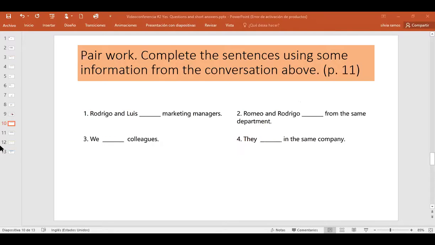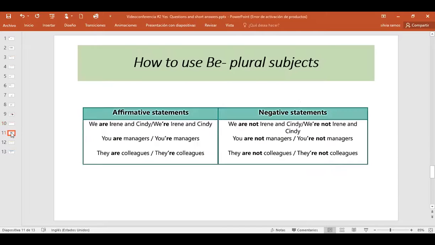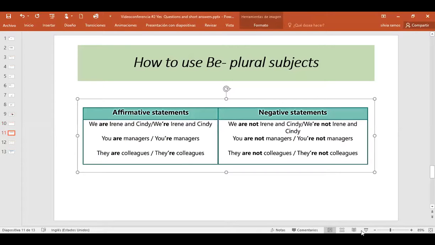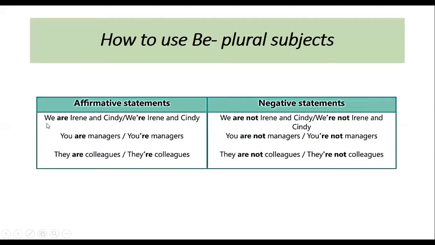So we're going to continue here with the next exercise. In the next exercise, we are going to see affirmative and negative statements. But now we have different subjects. Look at the subjects that we have on here. What are the subjects? We have we, you, and they. Yesterday, we practiced with I, you, she, it, but in singular. Today, we are practicing plurals, right? Plural statements.